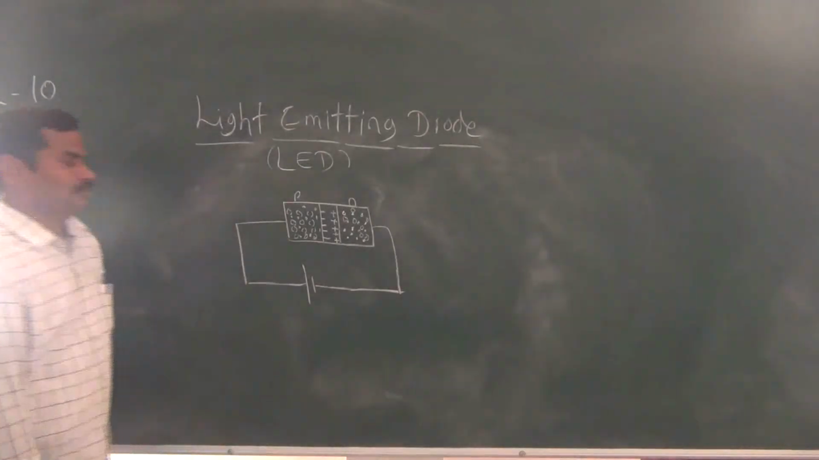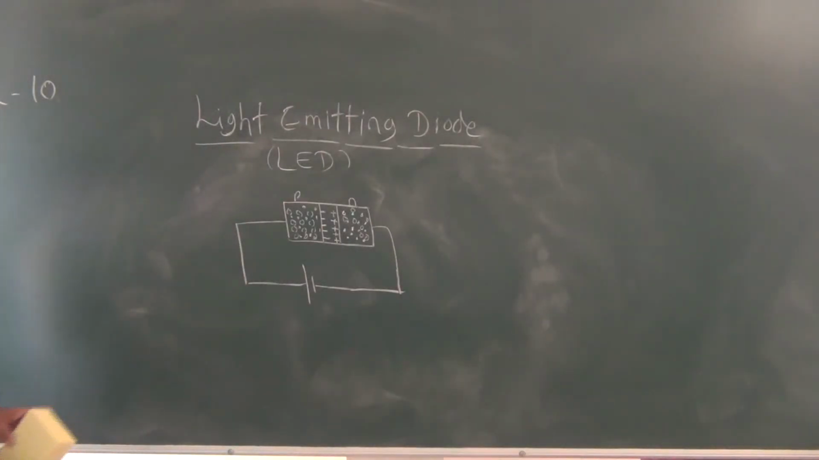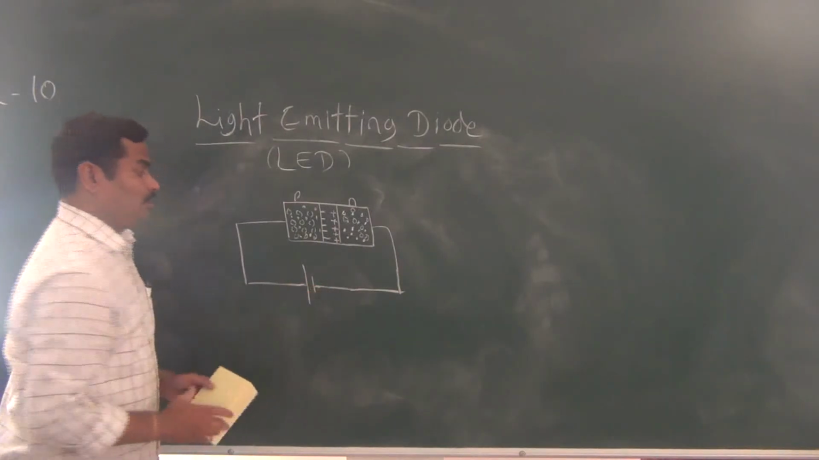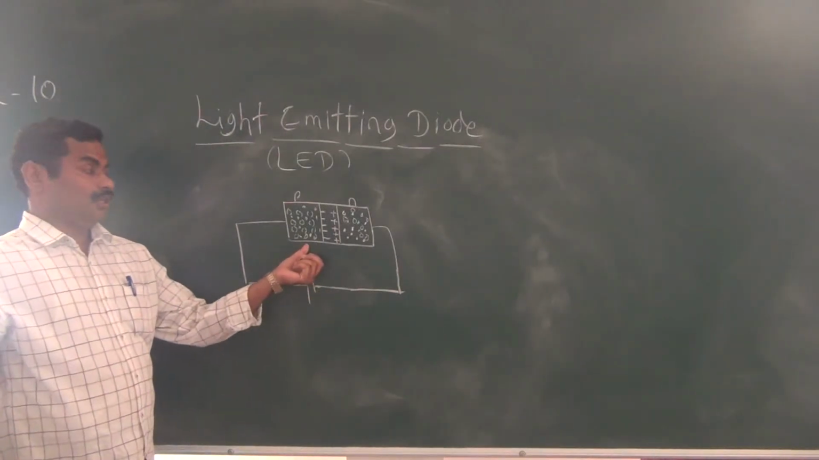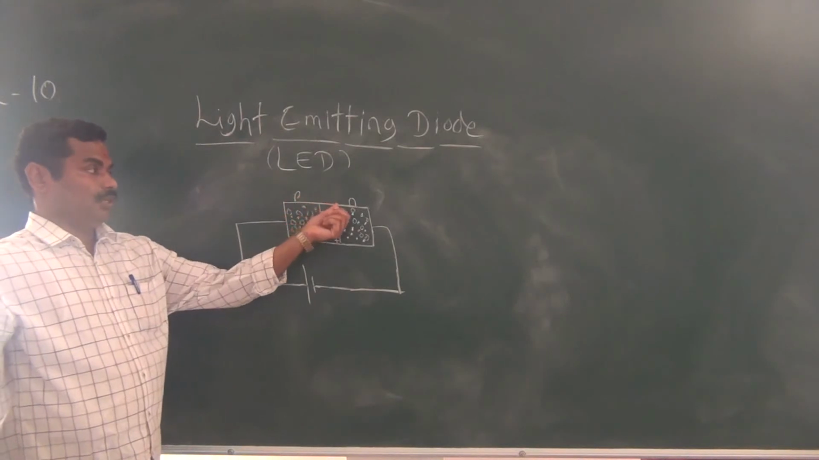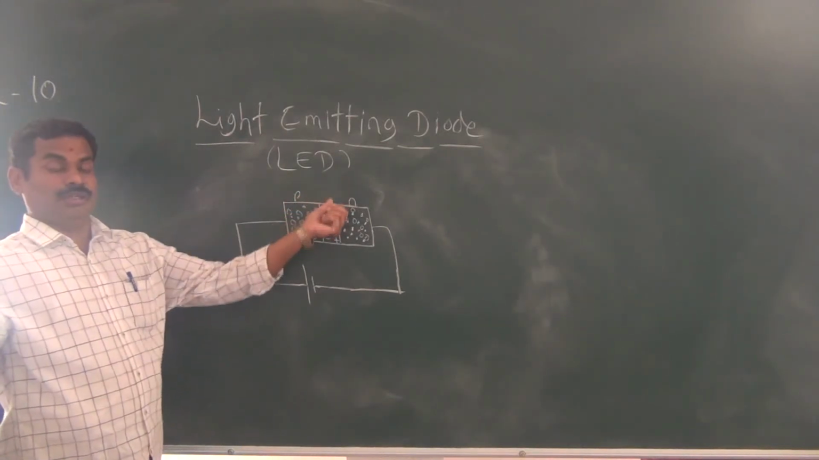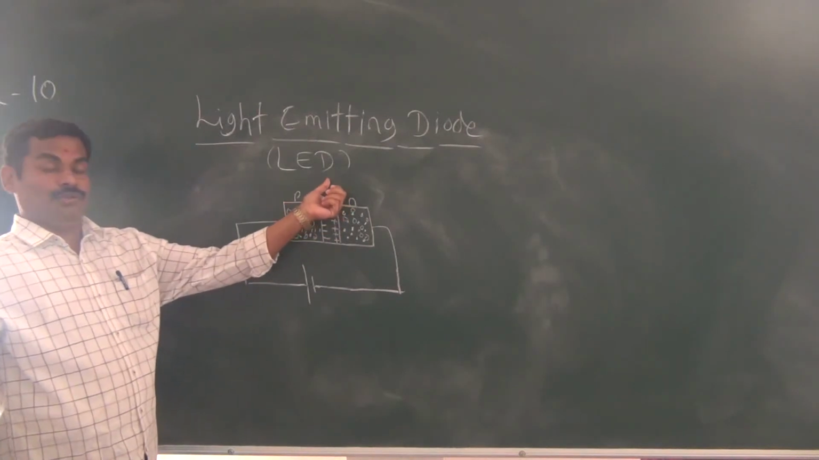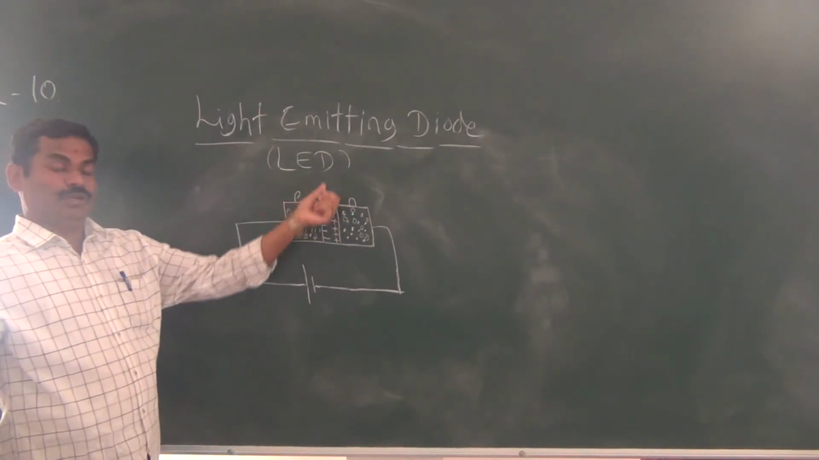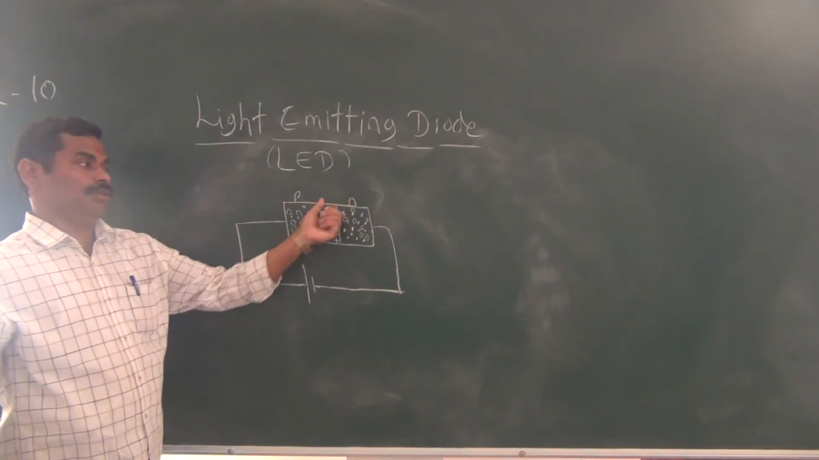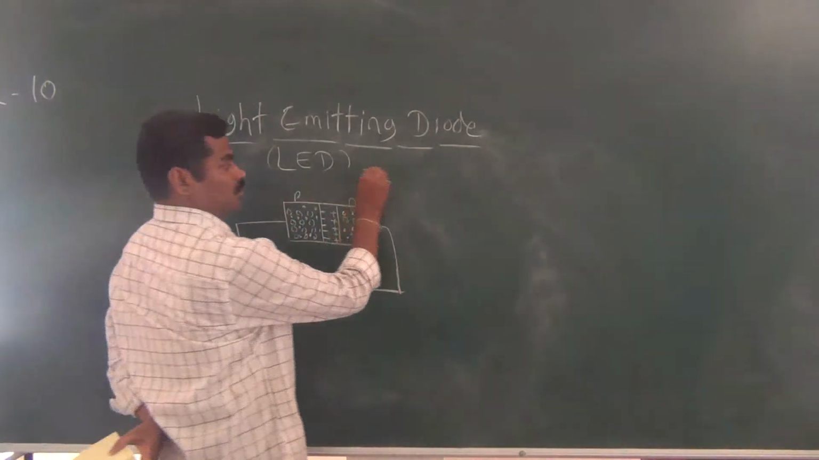Look here. As I said, here it also has a transparent window, because the light should come outside. In the photodiode, the light goes inside, but here the light goes outside. That's why we are using a transparent window. It also contains a transparent window.